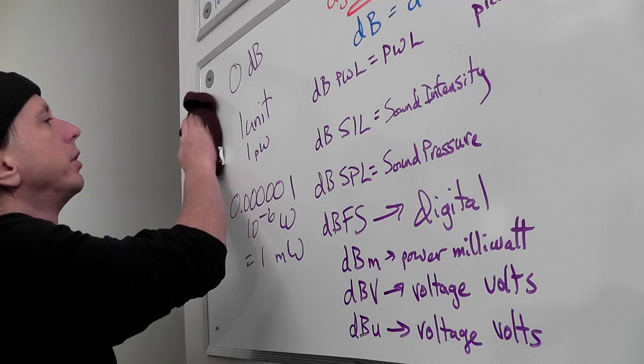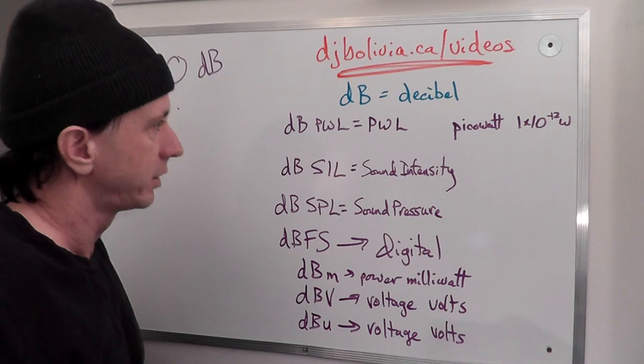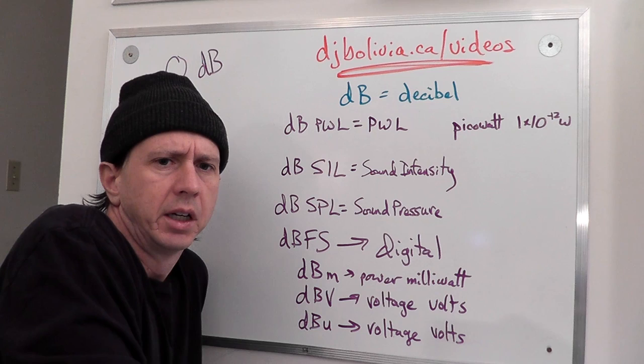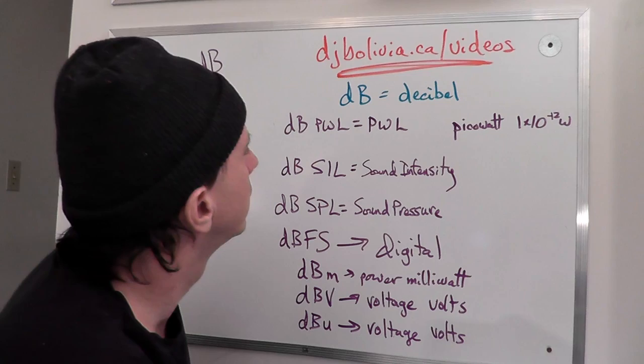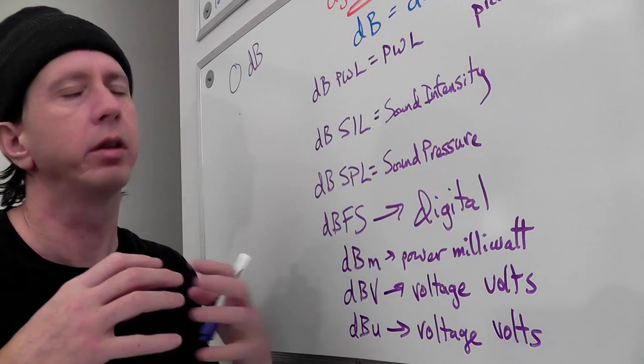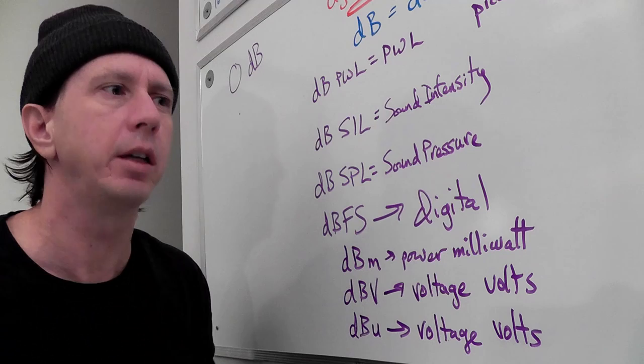What's the next one? Sound intensity. For sound intensity, well, that's basically the intensity level of sound. The power of sound is kind of measured at the source of the sound. Intensity is how it impacts a space.